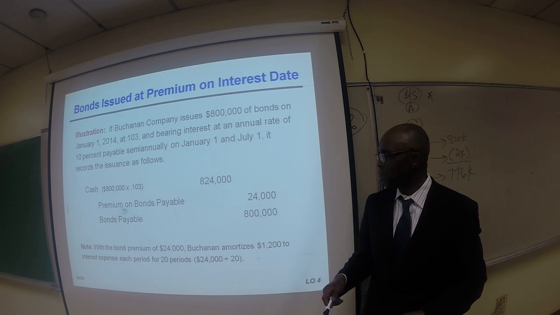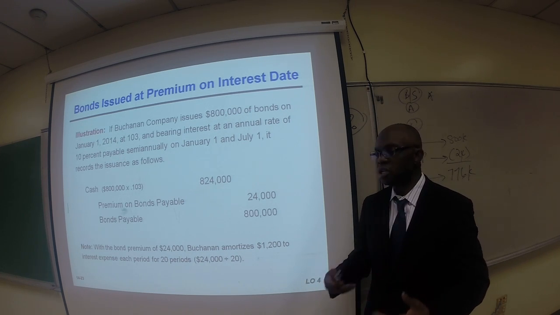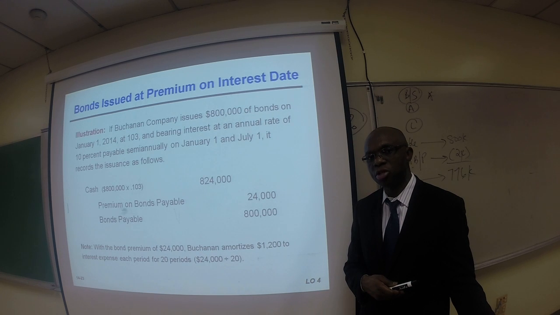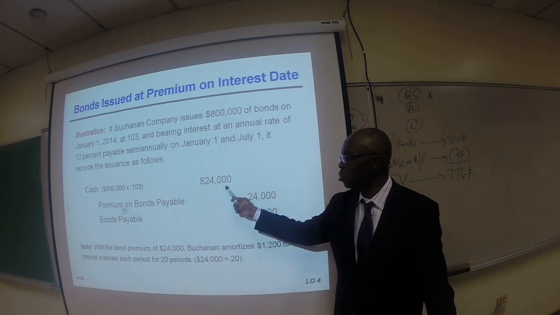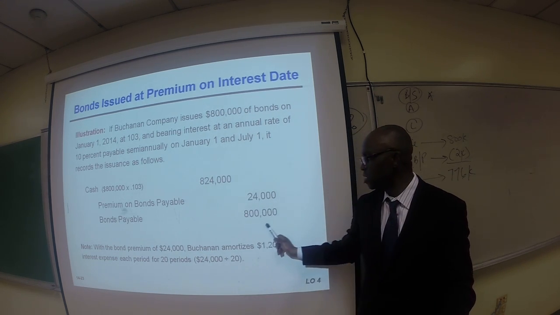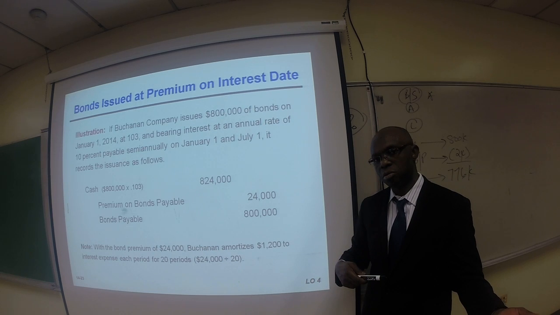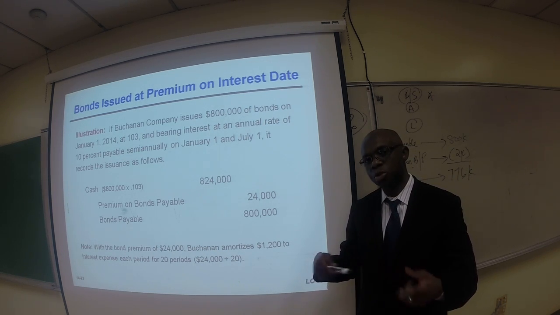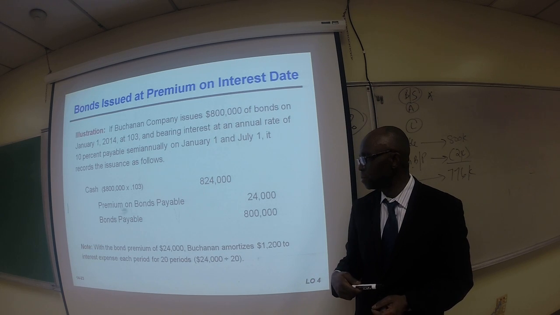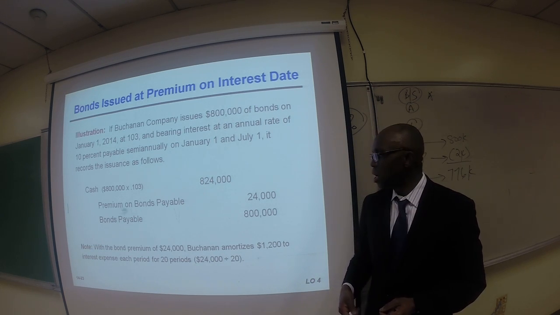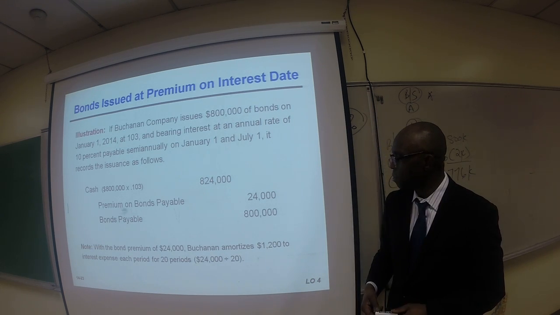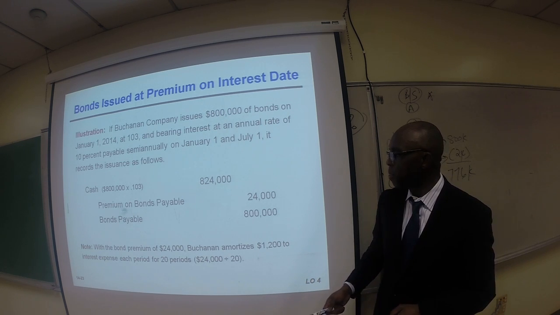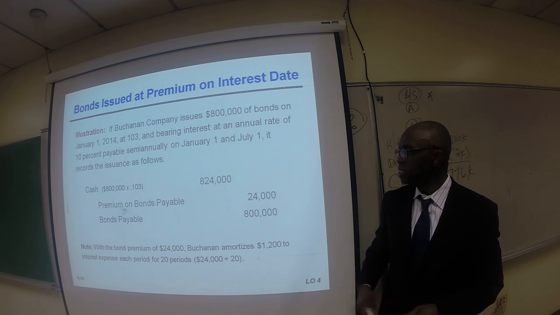Why? Because our stated interest rate is higher than the market interest rate, and the investor is willing to pay us more and receive less in the future. So we are making up for that difference in interest rate as we previously illustrated. So as you can see, the bond payable is 800,000.